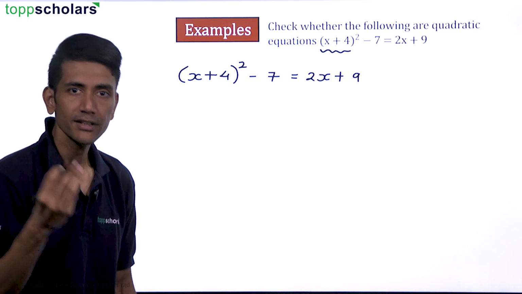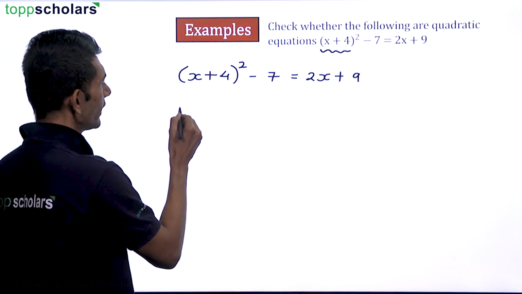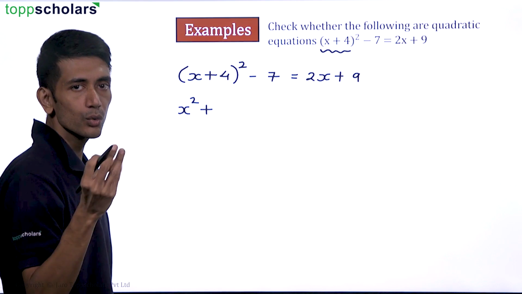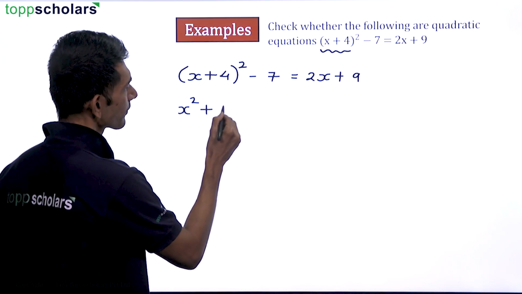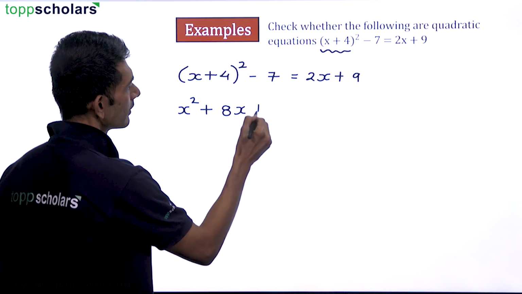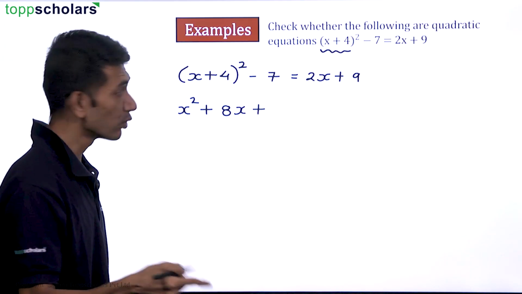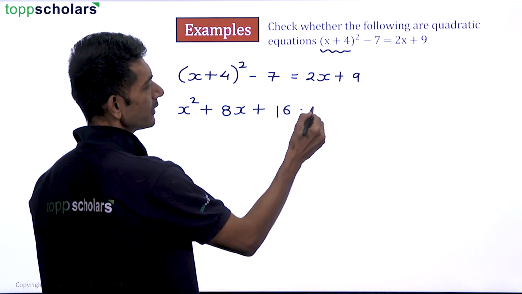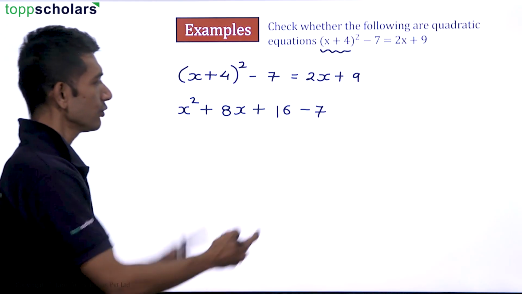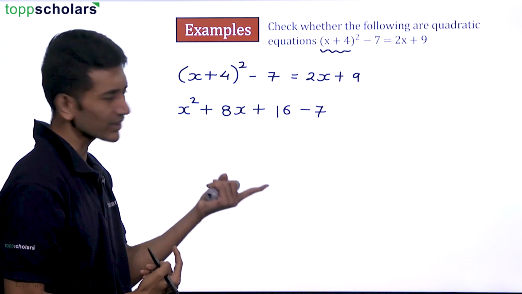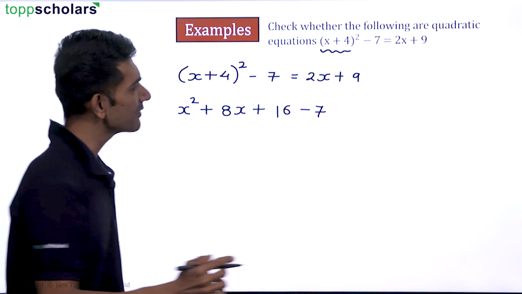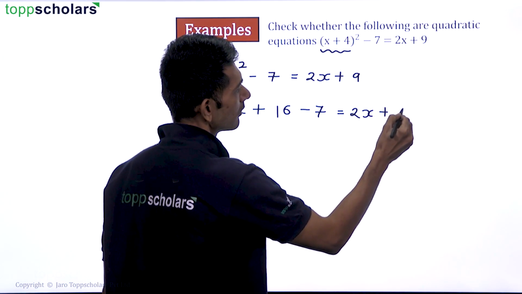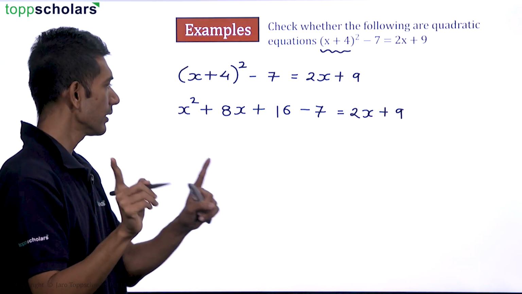A plus b the whole square, that is a square plus 2ab plus b square. So we get a square, that is x square, plus 2 into x into 4, 8x, plus b square, that is 4 square. 4 square is 16. Then you have minus 7, put minus 7 here. So we have solved the left hand side. Now let us focus on the right hand side. Nothing to do there. Copy it as it is. So 2x plus 9.